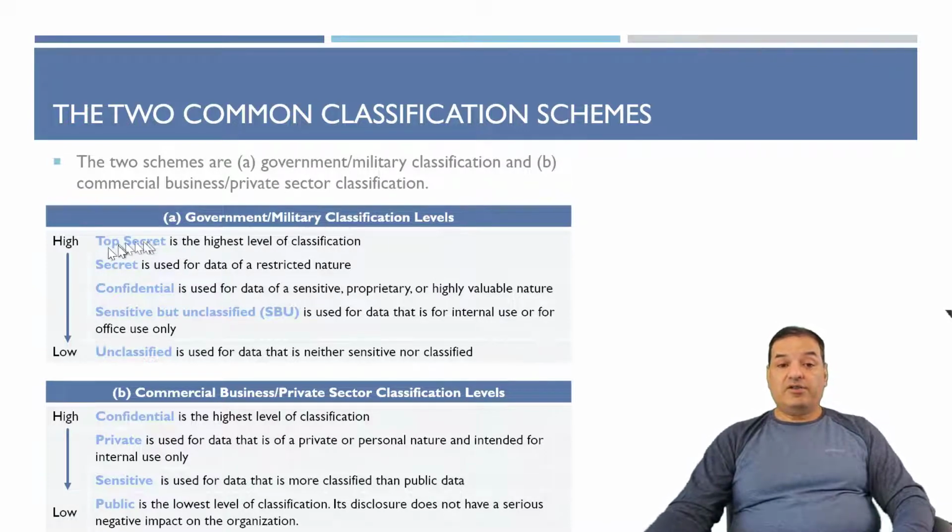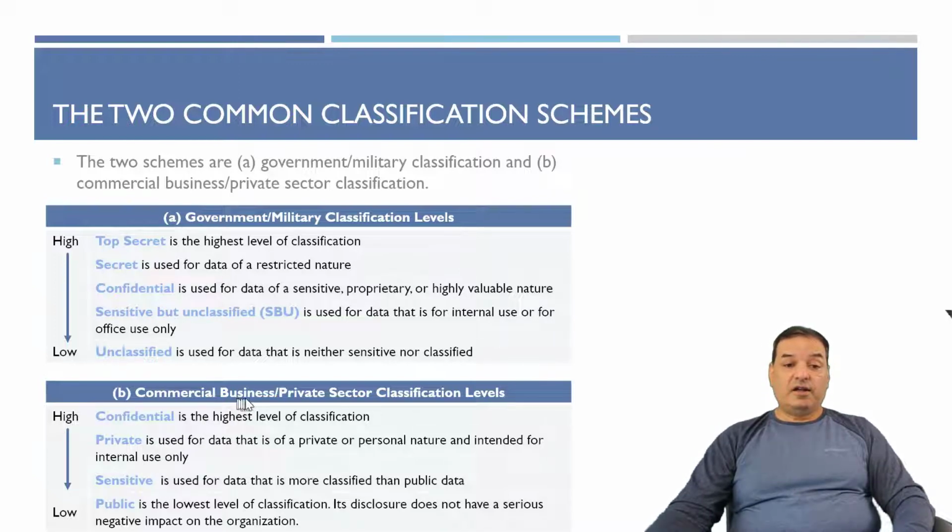So government and military classification goes from top secret to unclassified. And top secret is the highest level of classification. Secret is used for data of a restricted nature. Confidential is used for data of a sensitive, proprietary, or high-value nature. Sensitive but unclassified is used for data that is for internal use or office use only. Unclassified is used for data that is neither sensitive nor classified. And the old saying goes that loose lips sink ships. So therefore the government and the military establishments are very serious about protecting their data.